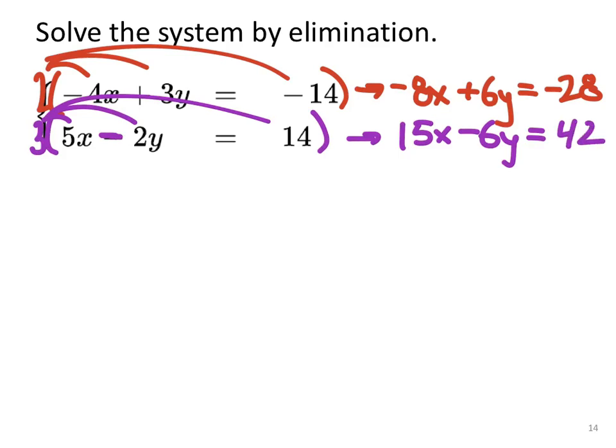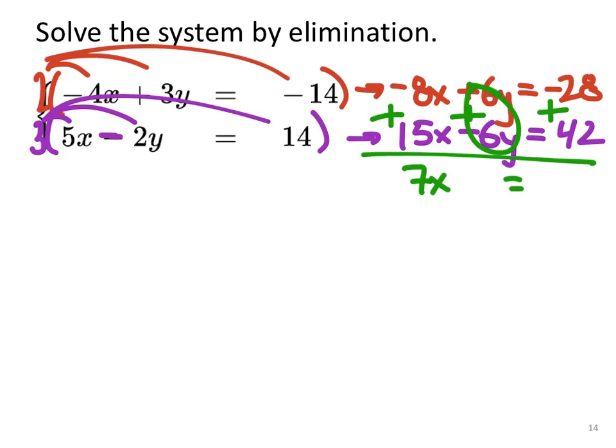So we did it just like we wanted to, because we chose to eliminate the y's. We got coefficients of y's that are opposites, just like we wanted. So now we're ready to add these two equations together by columns or terms. Negative 8x plus 15x's would give me 7x's. And then 6y plus negative 6y, that does zero out just like we wanted. And negative 28 plus 42, 14.